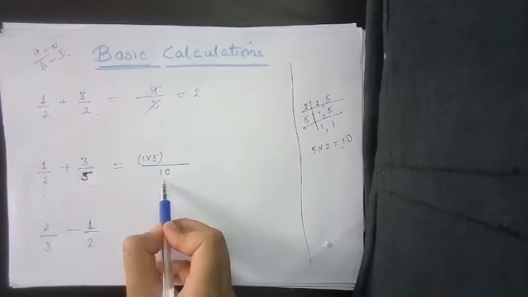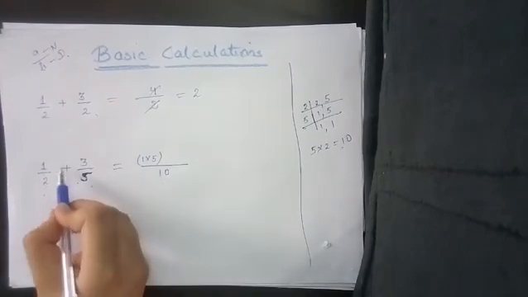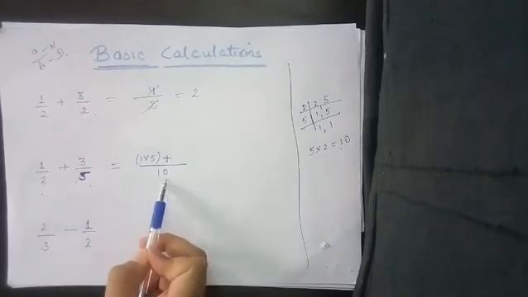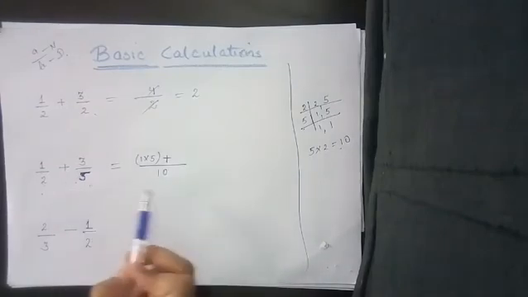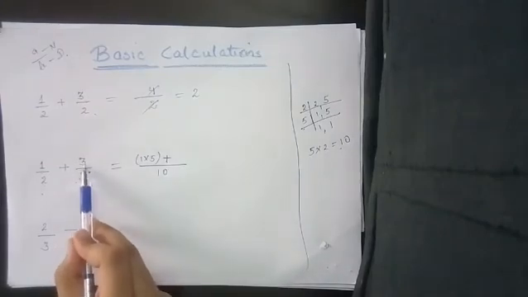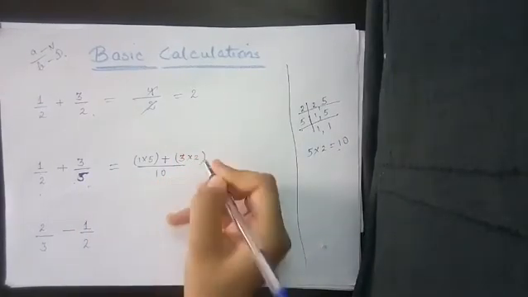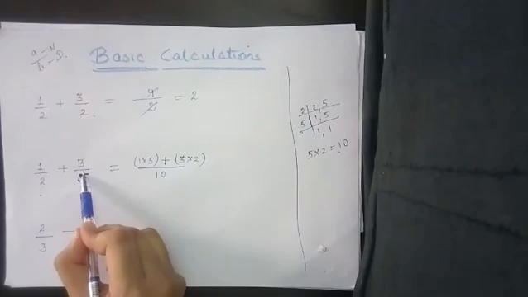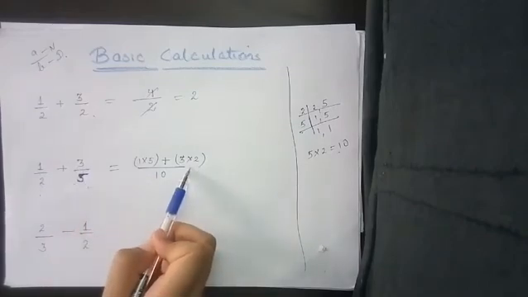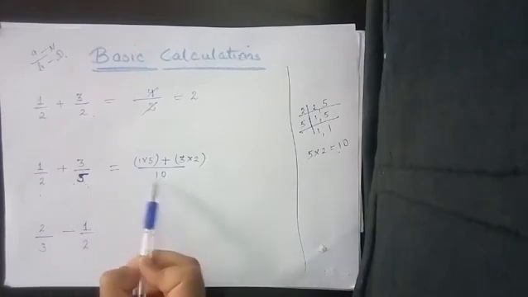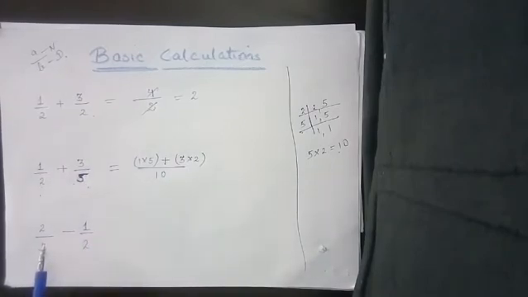Now 5 into what gives you 10? You will put this addition sign as it is. 5 into 2 gives you 10. So 3 into 2 you will do. 5 के ऊपर 3 है, तो 3 को 2 से मल्टीप्लाई करेंगे. Why? Because 5 into 2 gives you 10. In this way you will solve the questions which have different denominators.